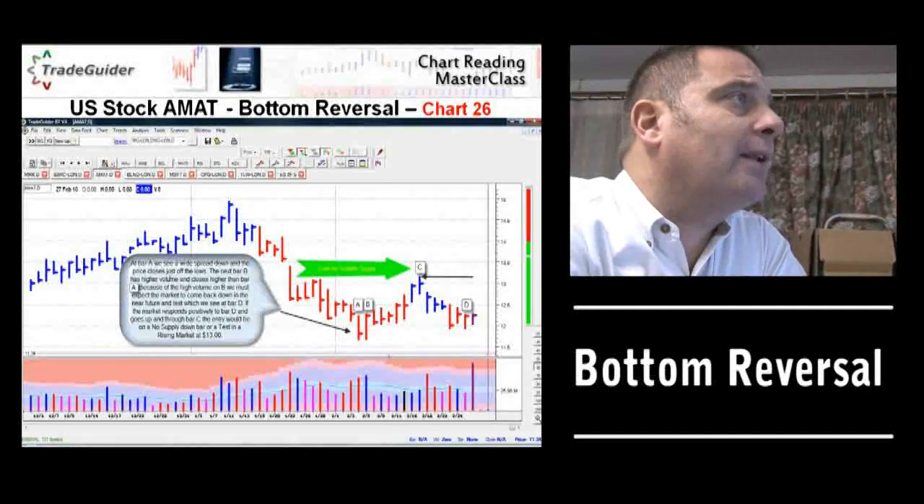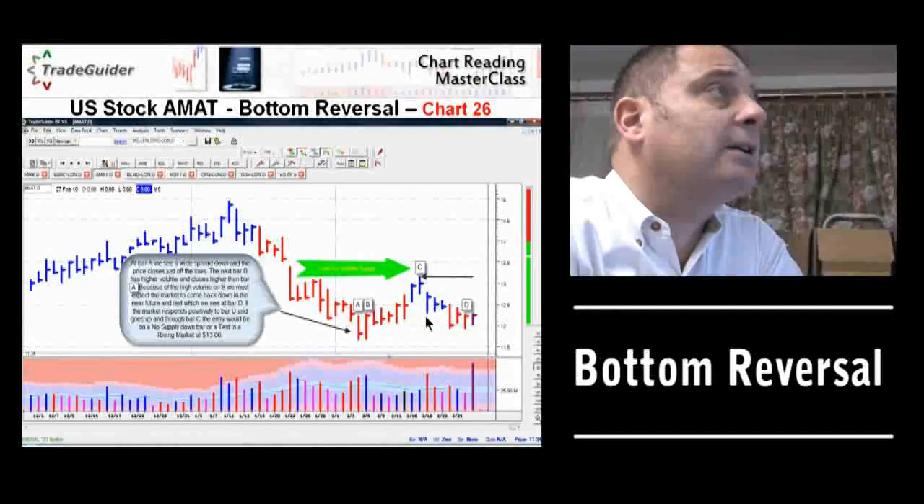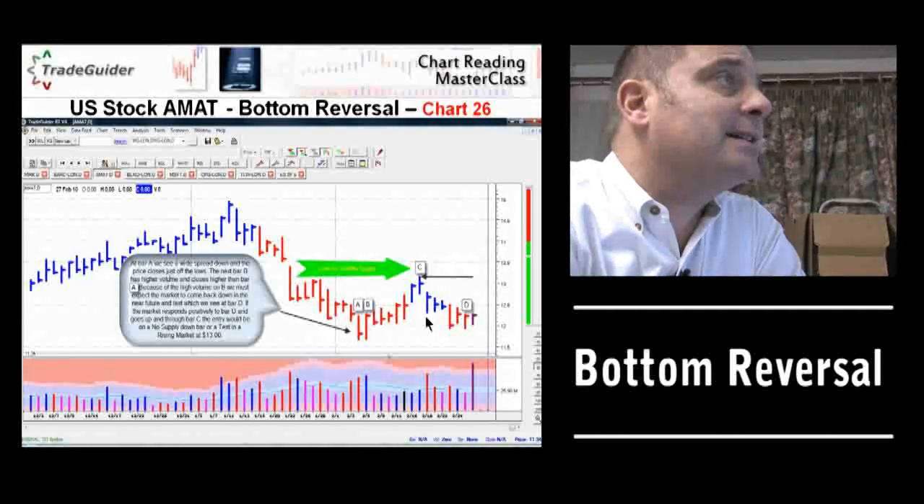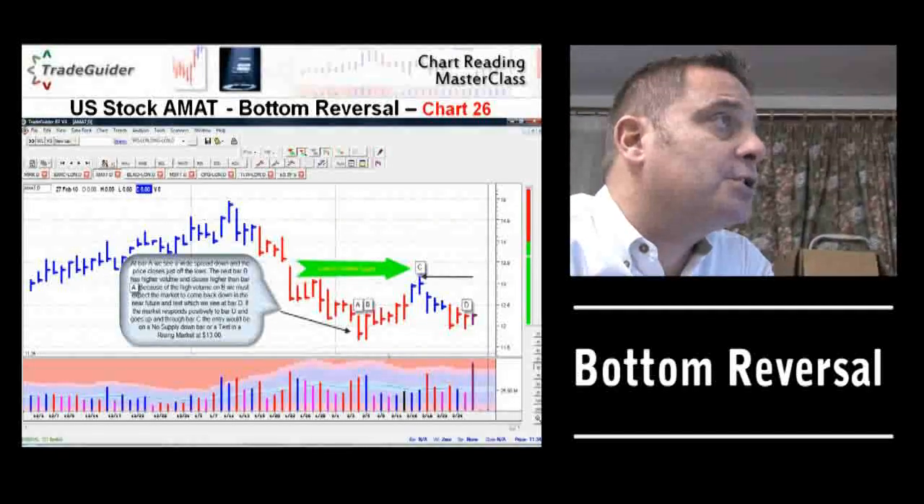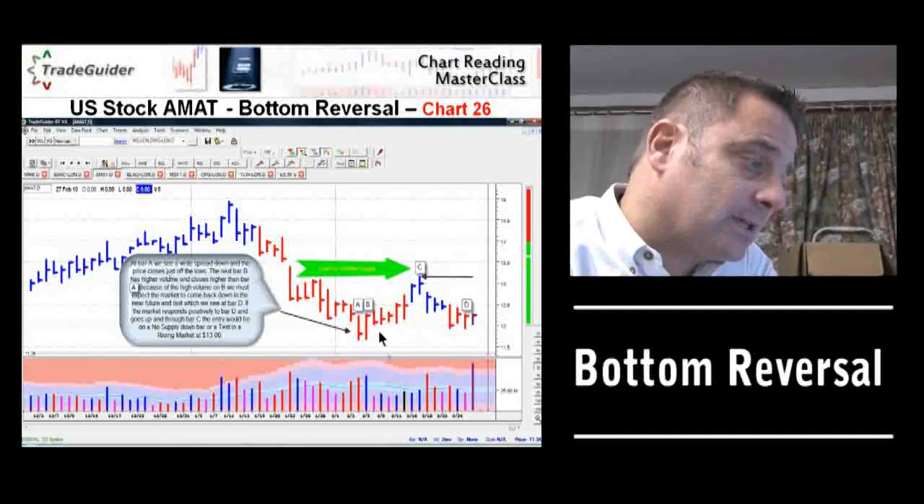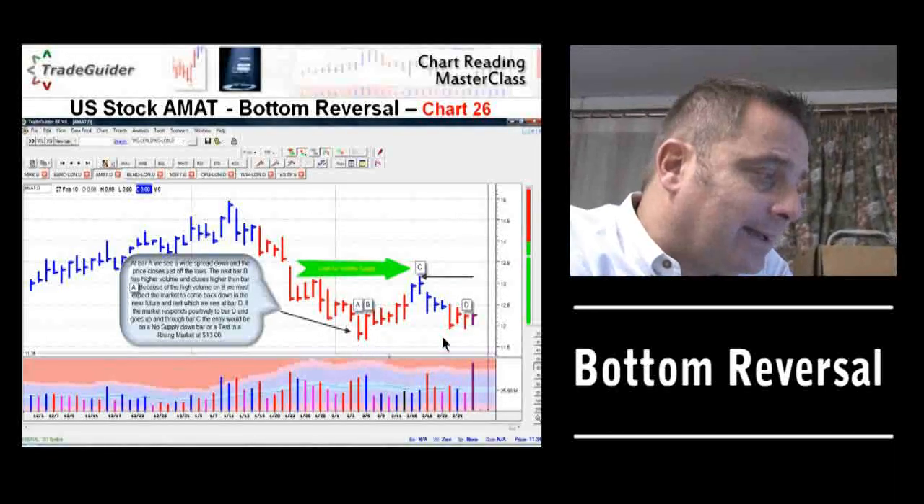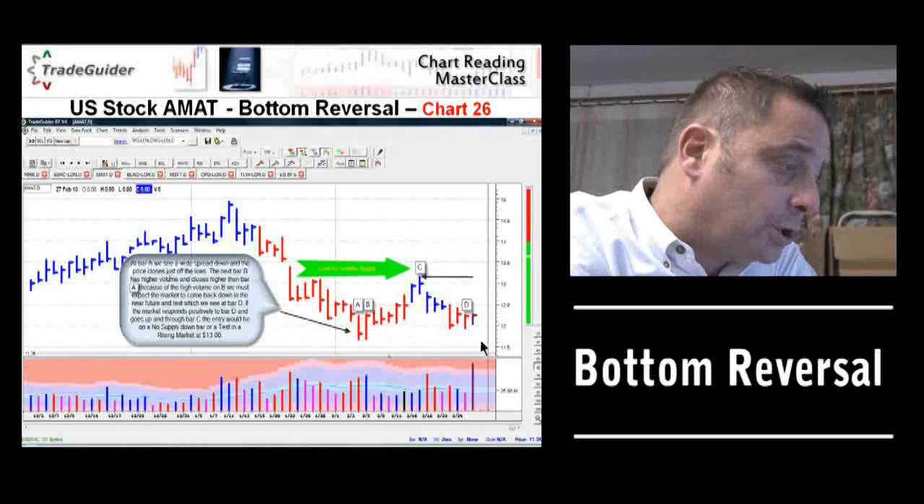AMAT has a low of 11.30. Sorry, that's dollars. I beg your pardon. Let me correct myself. AMAT has a low of 11.36 in October 2009 and just above 10 back in June. Now that's interesting as well. So what we can see then, this is a US stock. It's one to watch, okay, and one to keep an eye on.